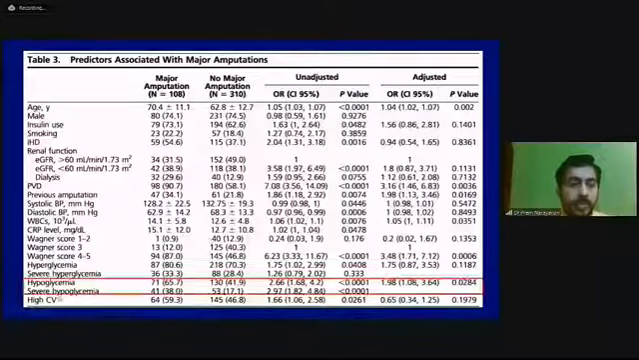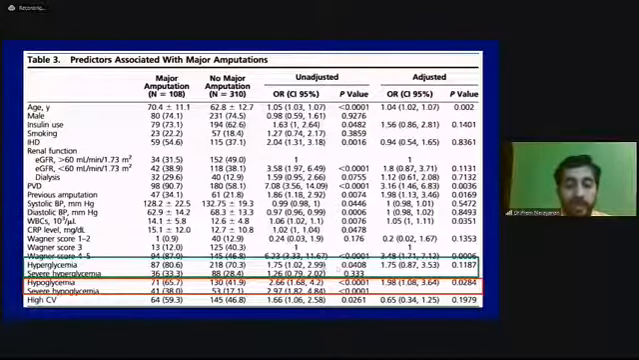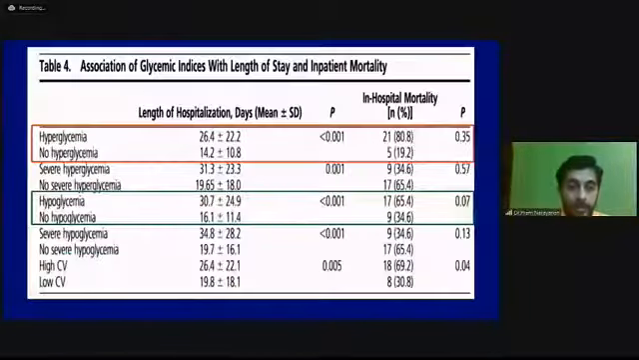You can see here hypoglycemia and severe hypoglycemia, it was statistically significant. You can see 2.66 and 2.9 odds ratio. There's an increased risk for amputation. So that is one very, very important factor. Also, hyperglycemia to an extent, the odds ratio was 1.75, and severe hyperglycemia 1.26, but the p-value was not significant. So that shows the importance of avoiding hypoglycemia in patients in a hospital setting.